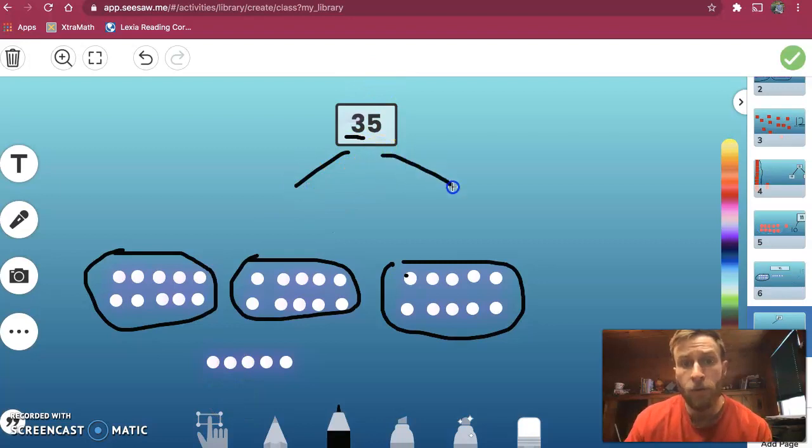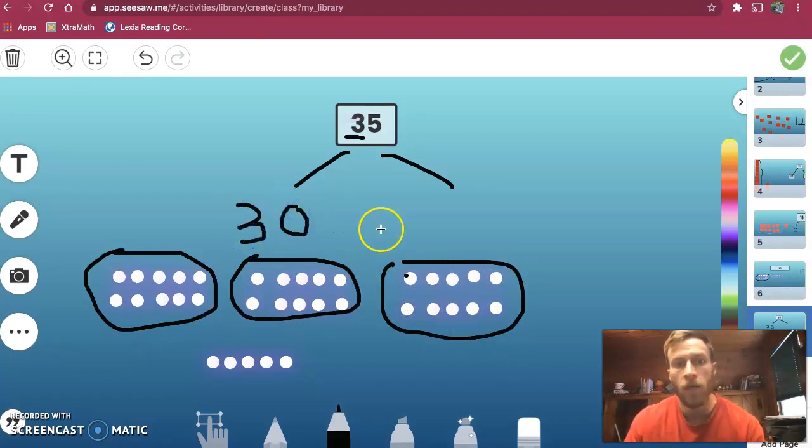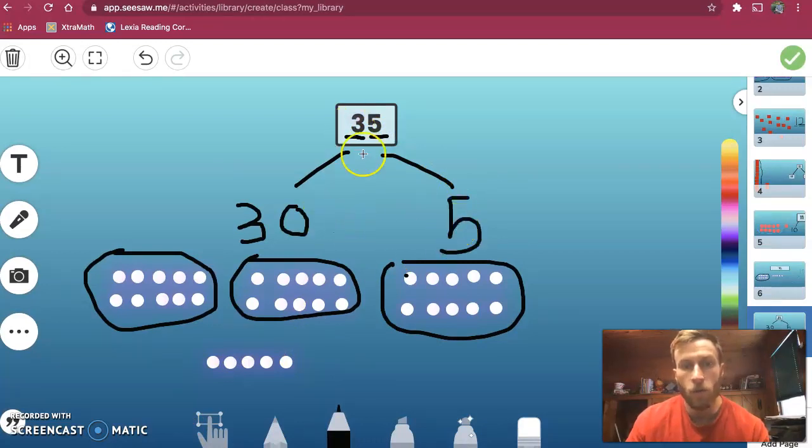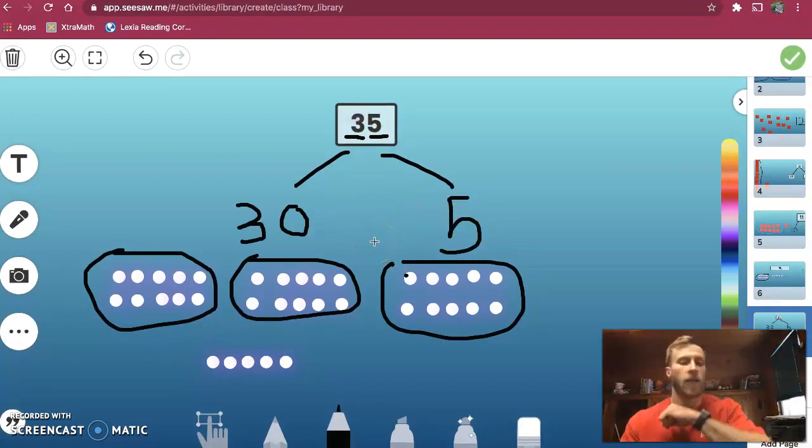And if I have 3 groups of 10, how many ones is that? Well, let's count by tens. 10, 20, 30. So I have 30 when it comes to my groups of 10. Then I have these 5 extra ones here, which is shown by the 5 extra ones in the ones place. Does 30 plus 5 equal 35? Yes, it does. So we got that one correct.